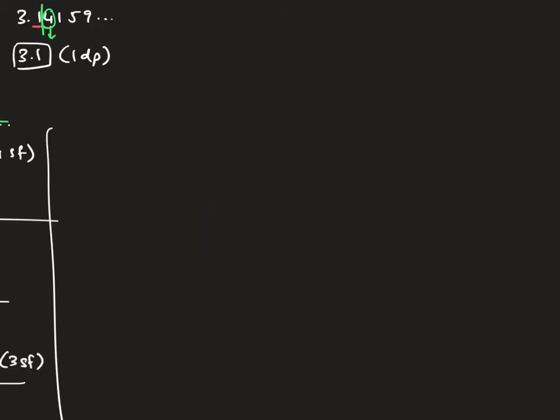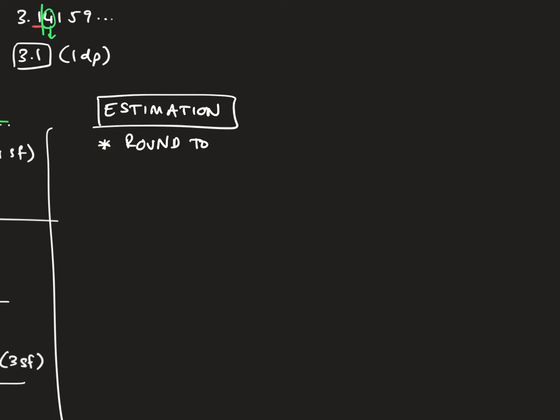Okay. The next thing to cover is estimation. Now, in order to estimate something in GCSE maths, what we actually do is we will be rounding, we round to 1 significant figure. Okay, so we're going to round to 1 significant figure. So this is how you estimate mathematically.